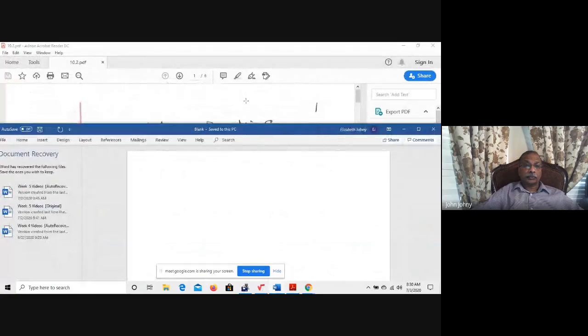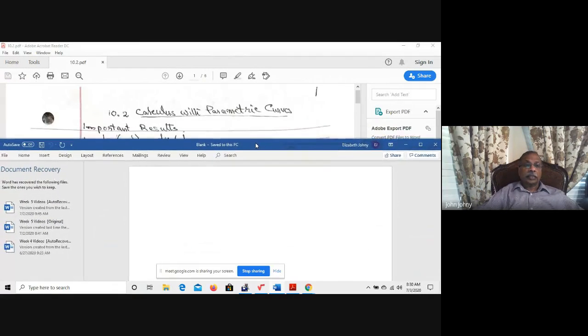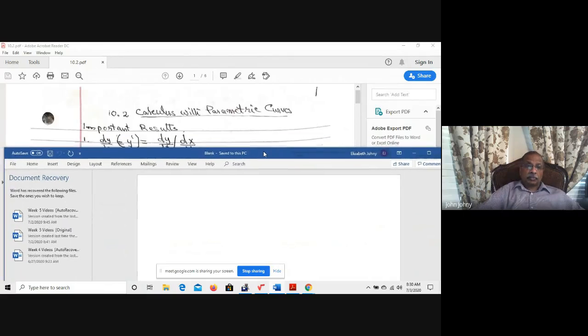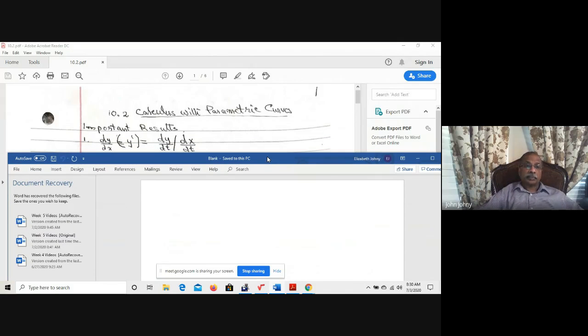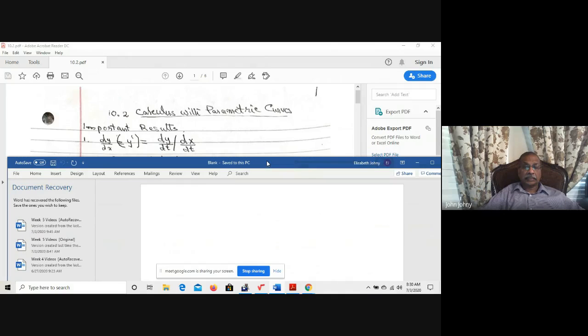Yes, 10.2 deals with the calculus of parametric curves. A few results you have to memorize. The first one is y prime is equal to dy over dx, which is the same as dy over dt divided by dx over dt. So x and y are functions of t.